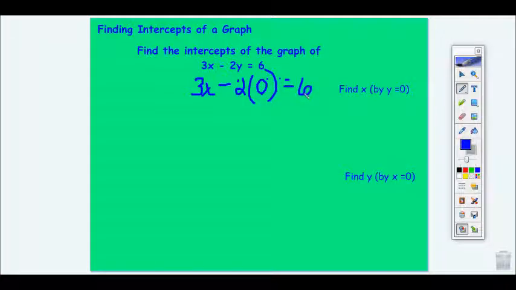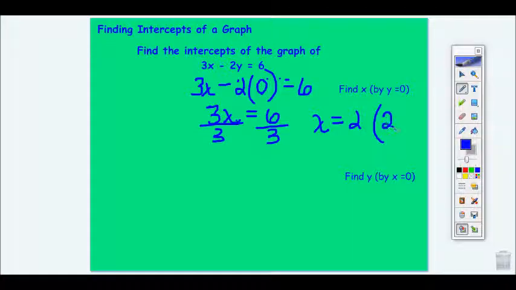equals 6. Simplifying that equation would simply be 3x equals 6. Divide both sides by 3, and I get x equals 2. So my x-intercept would be 2, 0. When x is 2, y is 0. Now, to find my y-intercept, I'll use white this time.